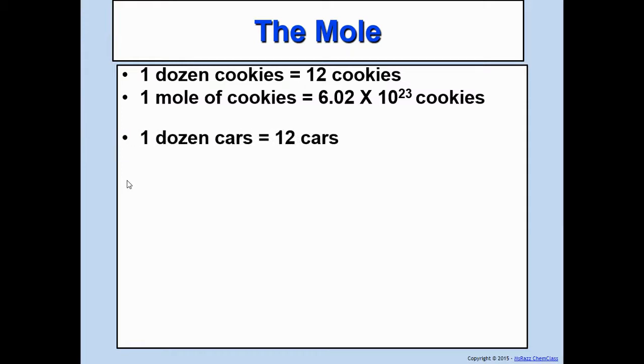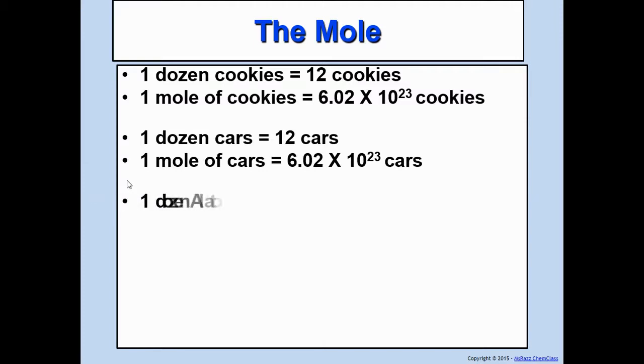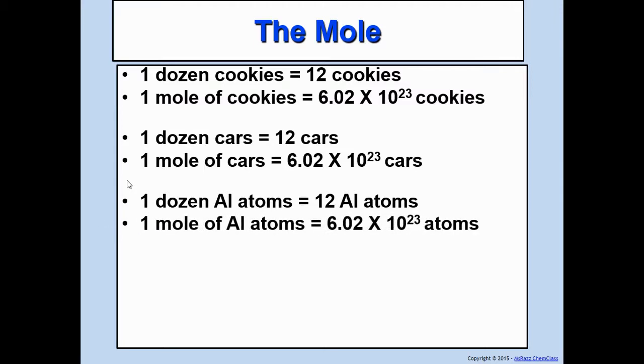If you have a dozen cars, you have 12 cars. You have a mole of cars, you have 6.02 times 10 to the 23 cars. Now let's throw in some chemistry words. If you have a dozen aluminum atoms, you have 12 aluminum atoms. But if you have a mole of aluminum atoms, you have 6.02 times 10 to the 23 aluminum atoms. It's a better measurement to use when we talk about aluminum atoms.